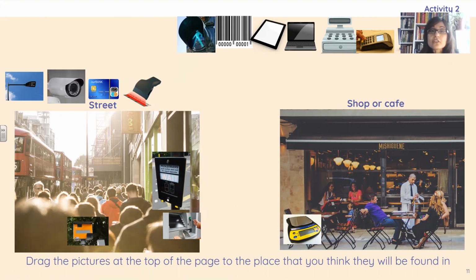Oh, look, we've got another road safety piece of technology. The little green man at the top. Who's going to help you cross the road? That's a nice easy one. Where will we find that one? Jump to the side you think you'll find it on.